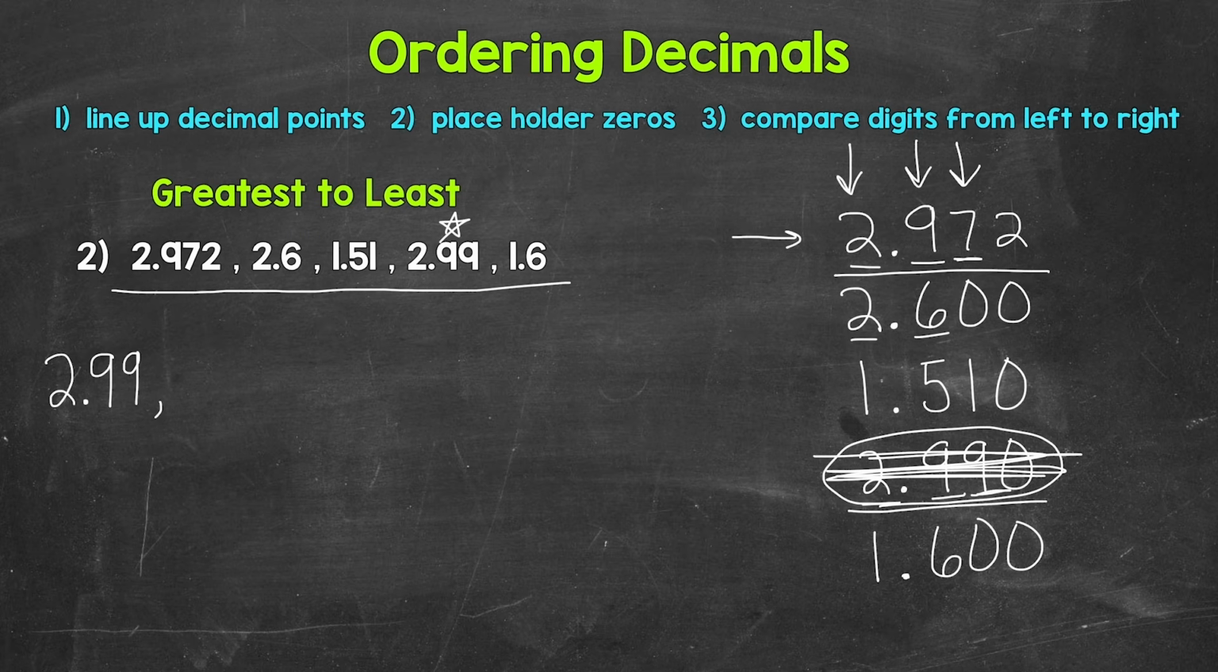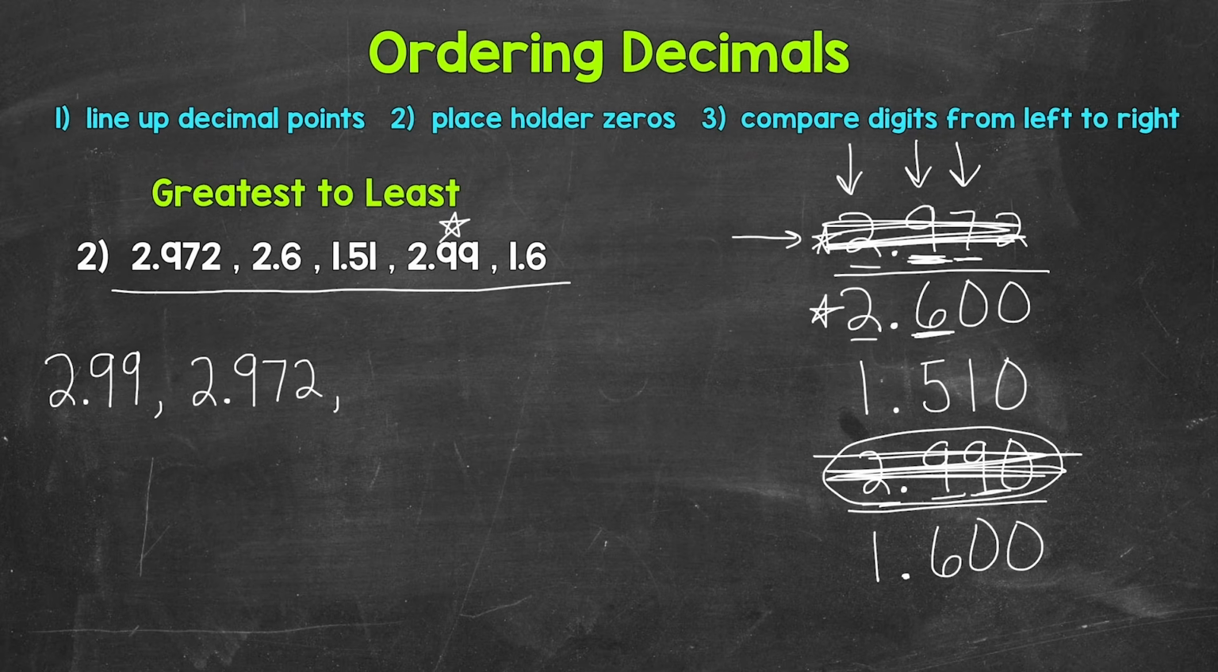So starting in the ones place, we have a 2, a 2, a 1, and a 1. Well, 2 is greater than 1, so we need to look at these 2 right here. Since both of those have a 2 in the ones place, we move to the tenths place. We have a 9 and a 6. 9 is greater than 6, so 2 and 972 thousandths comes next. So 2 and 972 thousandths. And we can cross this off.